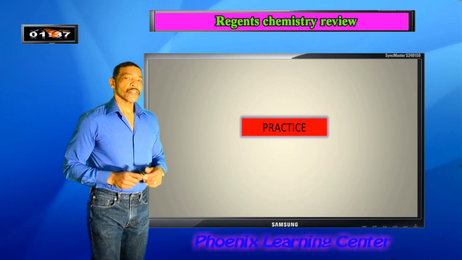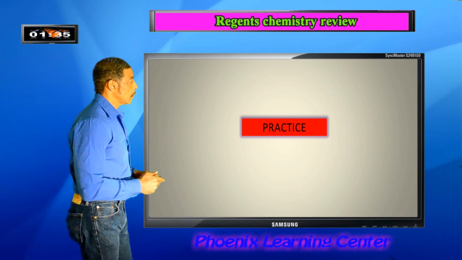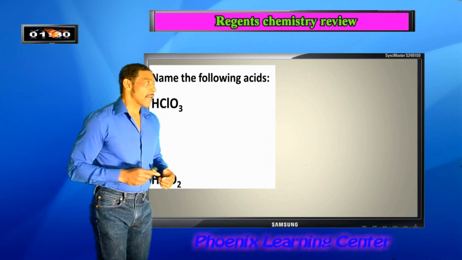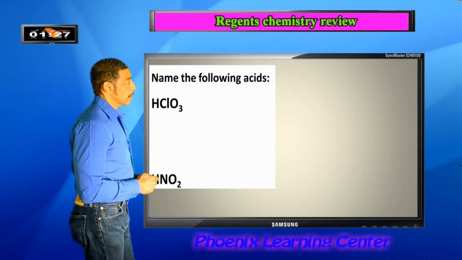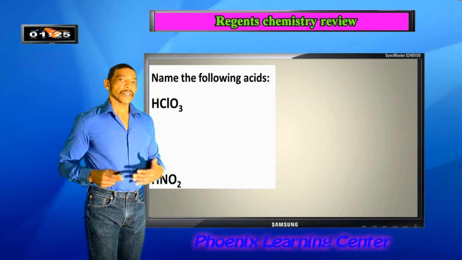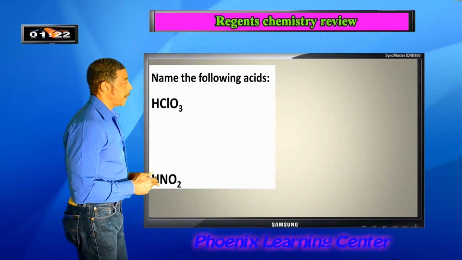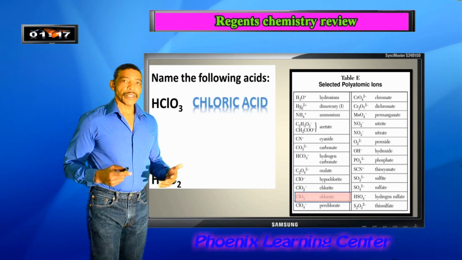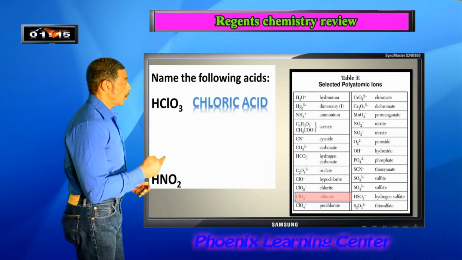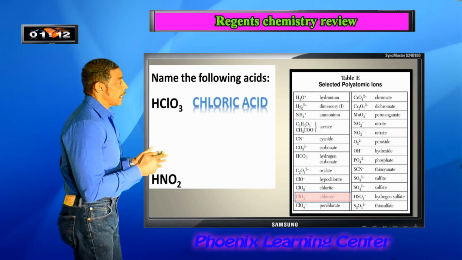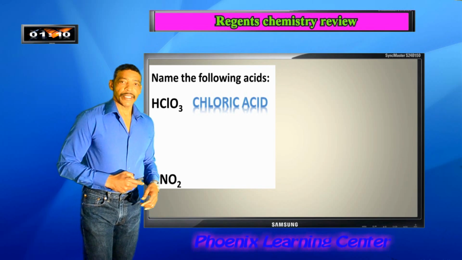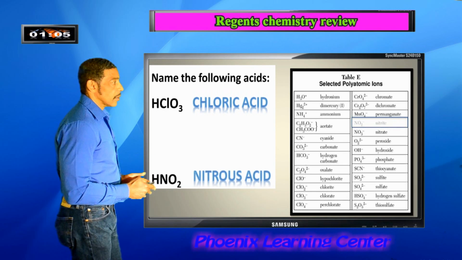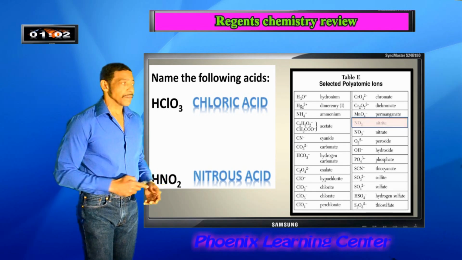Okay, let's try to apply what you learned to a few practice questions. Name the following acids. HClO3. Well, HClO3 contains the chlorate polyatomic ion. Therefore, HClO3 is called chloric acid. HNO2 contains the nitrite polyatomic ion. This acid is called nitrous acid.